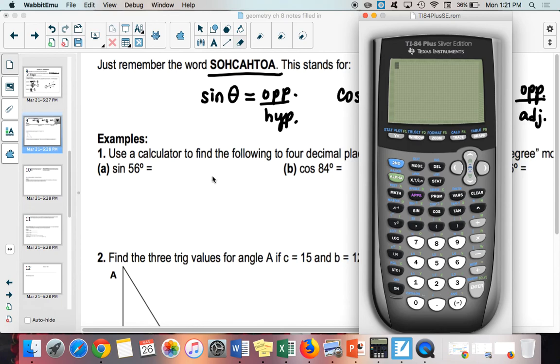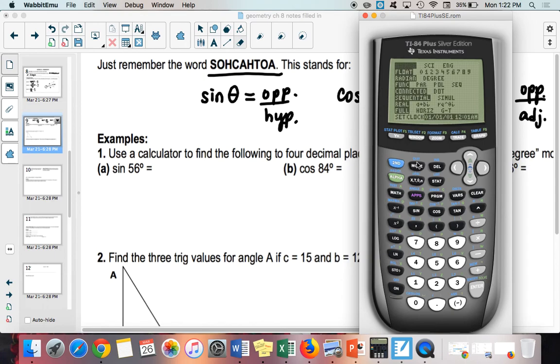Either way, get your calculators out. We need to make sure that your calculator is in the correct mode before we can do any of these problems. If your calculator's in the wrong mode and you take a test on trigonometry, it could be terrible. There's something we learn later called radian mode. We're not going to use radian mode today. We're using degree mode, because it says sine of 56 degrees.